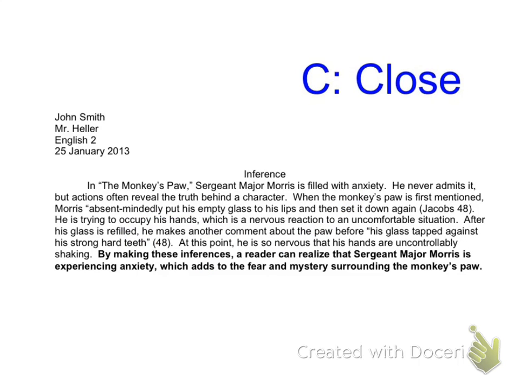The C is the opportunity to provide a strong closing thought about the main idea. By making these inferences, a reader can realize that Sergeant Major Morris is experiencing anxiety, which adds to the fear and mystery surrounding the monkey's paw. The C is the final thought about the M.